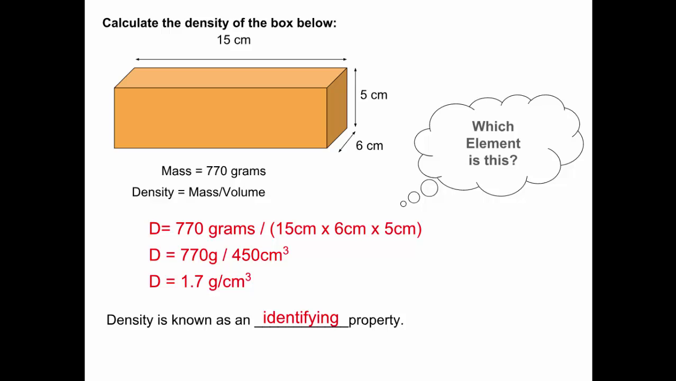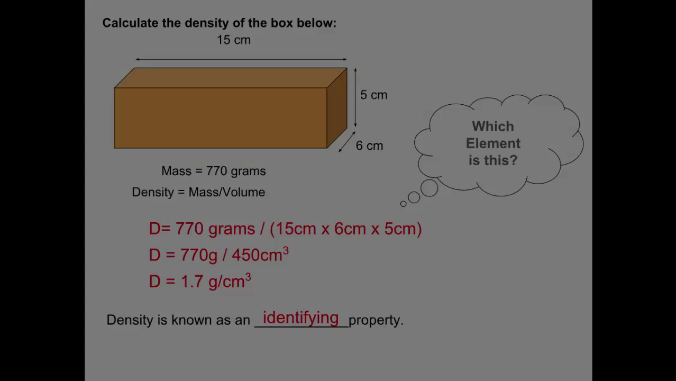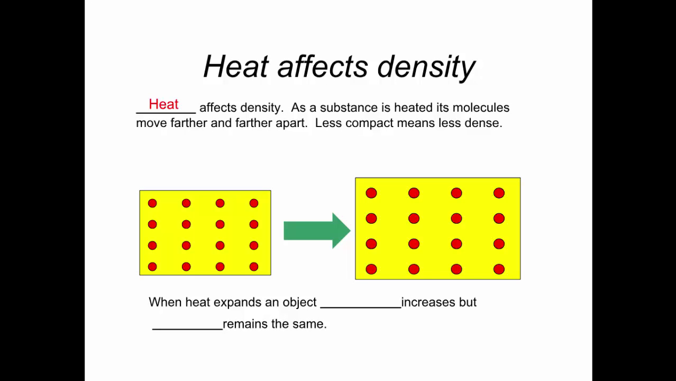Imagine the formula. Mass divided by volume. When you heat something up, do you change its mass? No. But if it expands, are you changing its volume? Yes. So what happens to its density, Ella? It decreases. The molecules are less compact. They're more spread out as you heat up the substance. So it does affect density. Volume increases, mass remains the same, and therefore the density decreases.